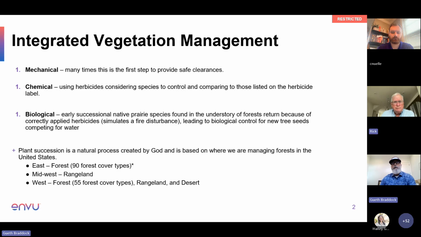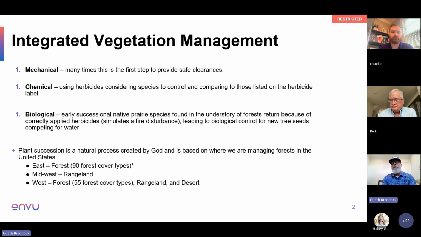And many of us have talked about this integrated vegetation management in forms of mechanical, chemical, and biological. We're going to spend a good bit of time on the chemical and biological side, using herbicides to get to that biological component that allows those early successional plants to be released. And many of these are found in the understory of forest that we have. Use of herbicide simulates a fire disturbance, and that leads to promoting plants that grow and provide that biological control for new seeds that hit the ground from the vegetation that's on the side of rights of way.